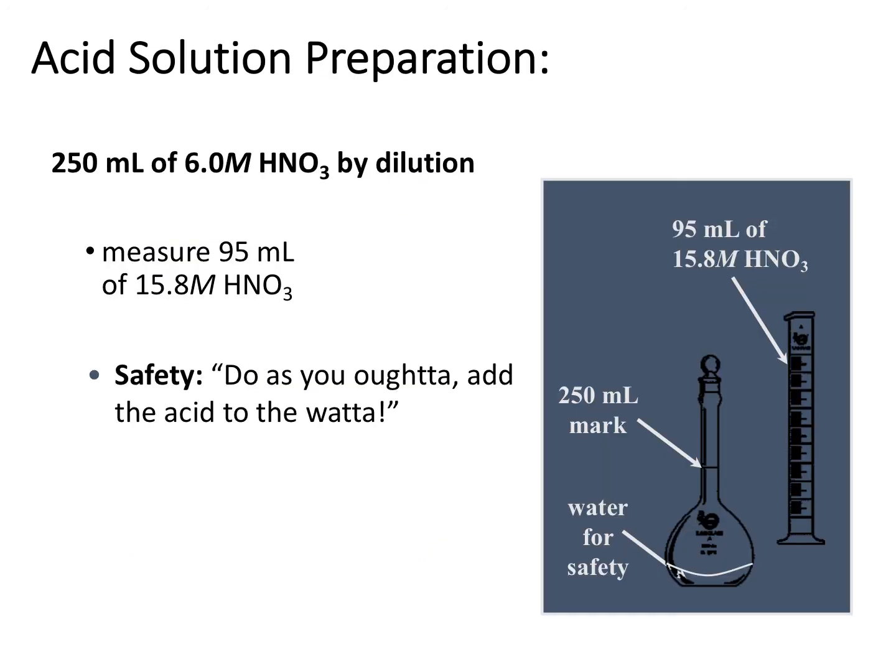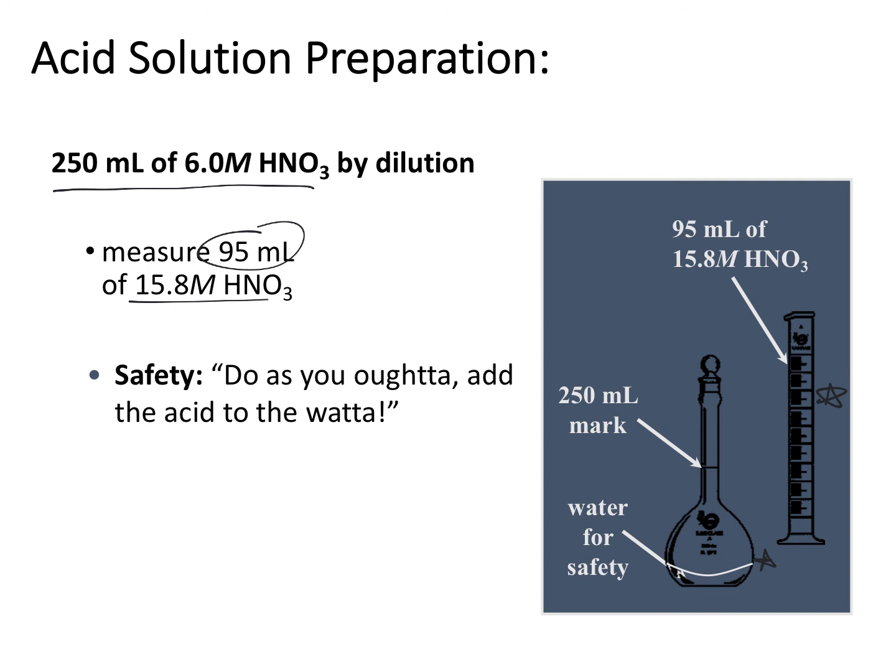So I want to go ahead and talk about acid solution preparation, and I want to talk about it in the context of the first question on the previous slide. Basically on the last slide, we calculated that we needed 95 milliliters of our 15.8 molar HNO3 in order to create this solution here. And of course we need a 250 milliliter volumetric flask. We would measure out our 95 milliliters of the concentrated HNO3.